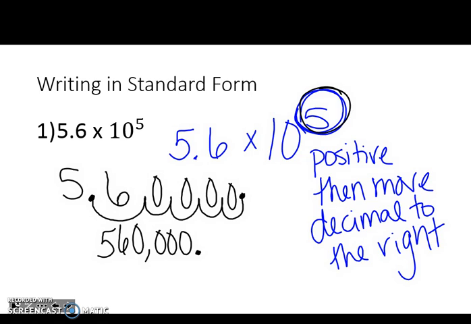So 5.6 times 10 to the 5th is the same thing as 560,000. So it took a bigger number and it wrote it in shortened form.